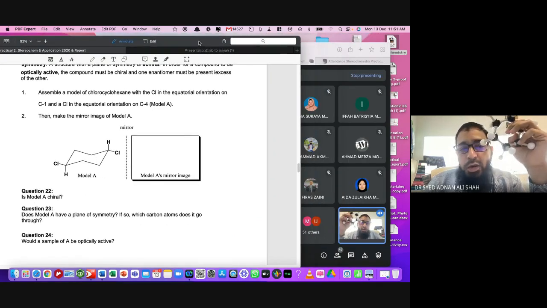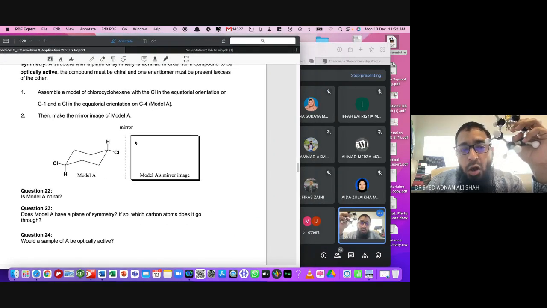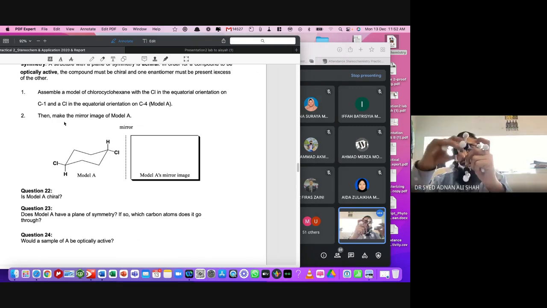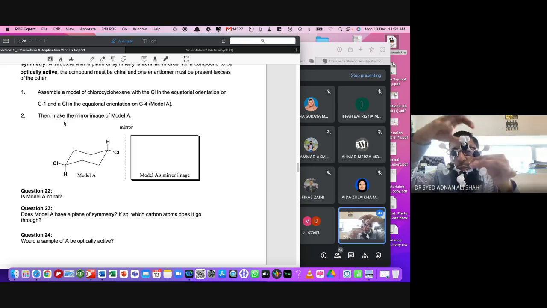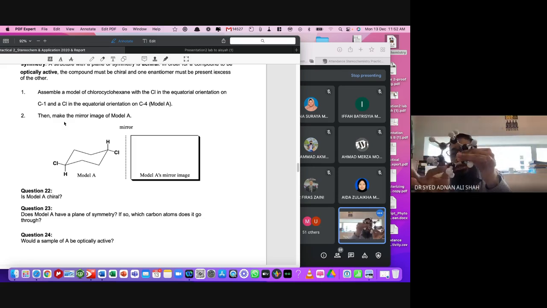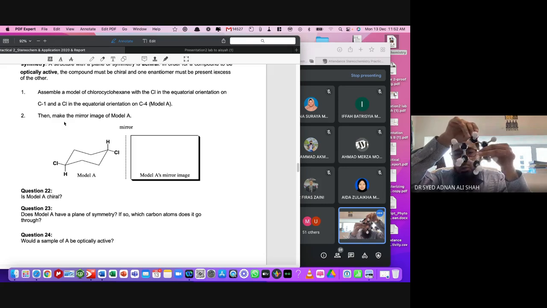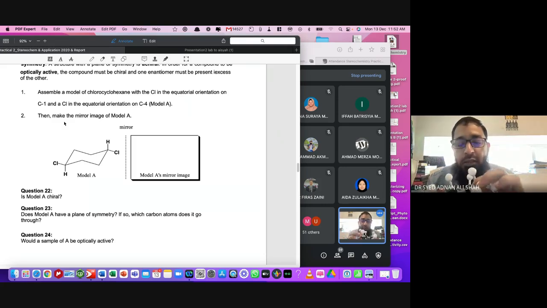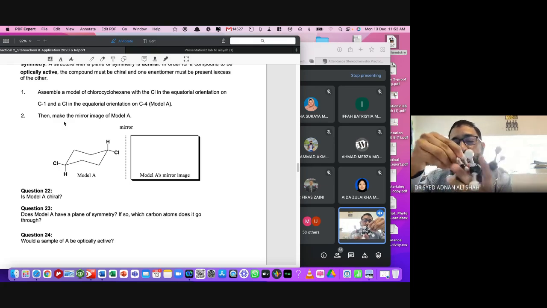Now you can see, I am making the model of 1,4-dichlorocyclohexane, right? So this one is 1, 2, 3, 4, 5, 6. 1, 2, 3, 4, 5, 6. Right? So I am replacing one with this. So you can see this one. This shows both conformations of this molecule, right? So I'm replacing this, like this.